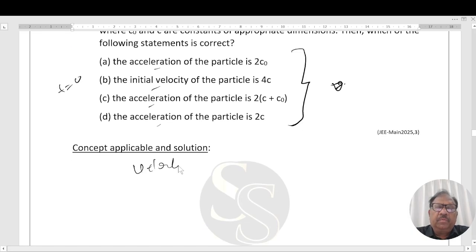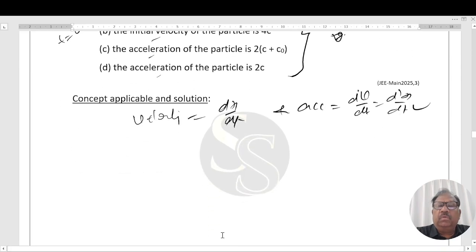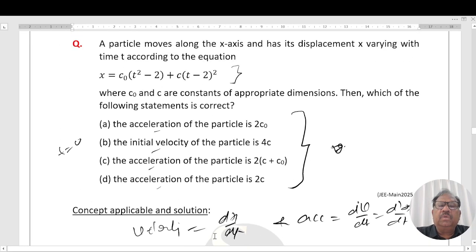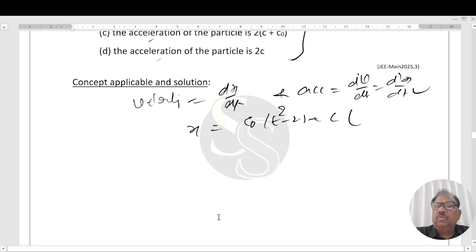Velocity is dx by dt and acceleration is dv by dt, or the second derivative of displacement. That is acceleration. When the equation is x equal to c naught t square minus 2 plus c t minus 2 whole square.